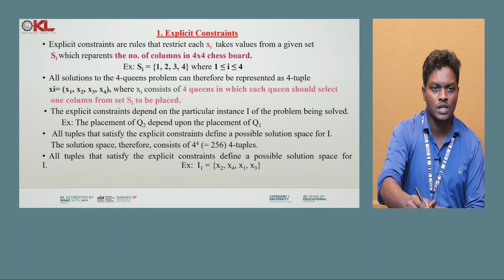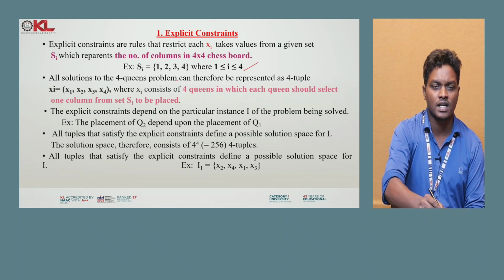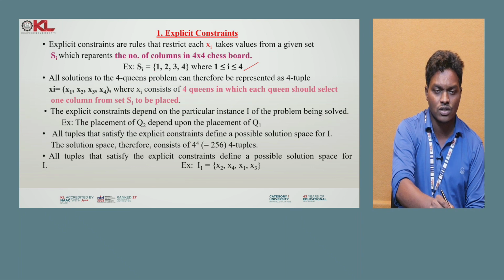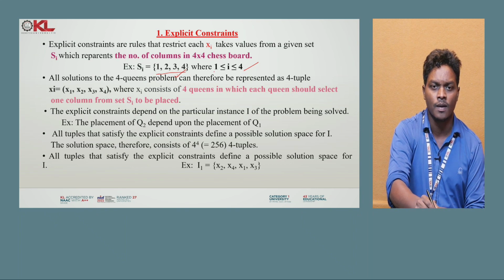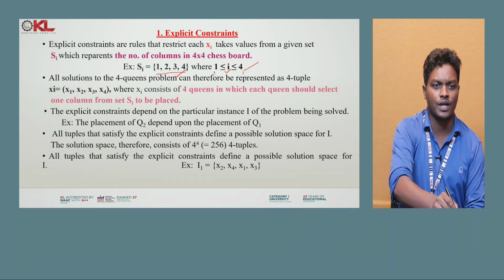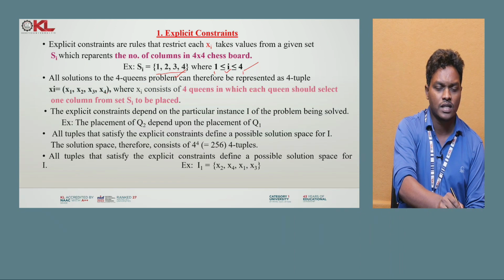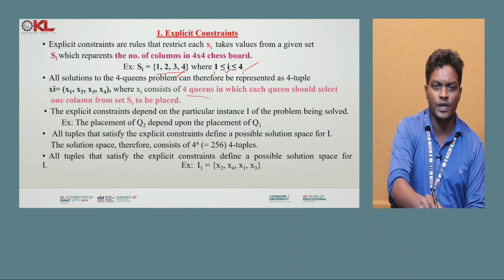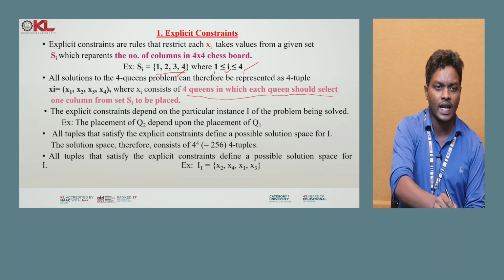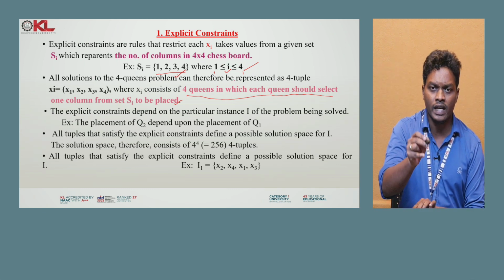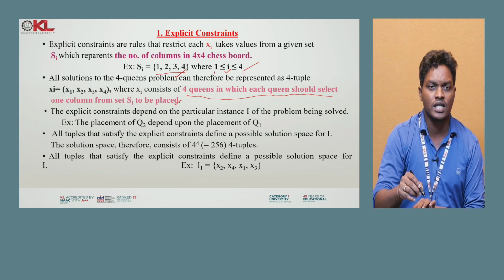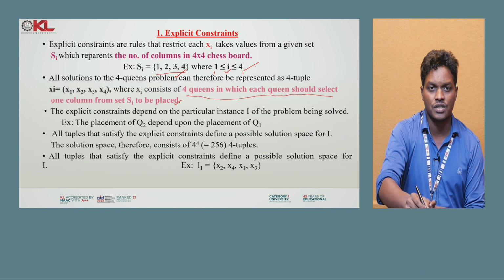The first constraint is the explicit constraint. Explicit constraints say that S of I is equal to 1, 2, 3, 4, which means 4 columns. Within the 4 columns, from 1 to 4, we have to place a queen. Here x1, x2, x3, x4, or xi, consist of 4 queens, and each queen should be selected from one column of the set to be placed. So within the set 1 to 4 columns, we place the queen in any one column. This is the explicit constraint.